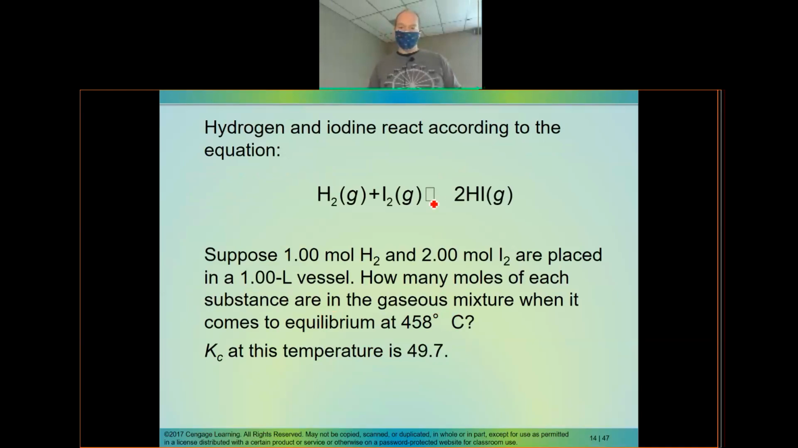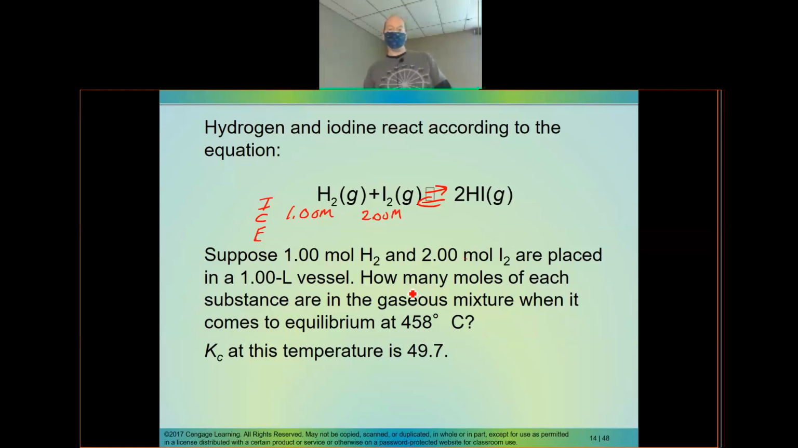All right, so here we have our equilibrium. We have 1 mole of hydrogen and 2 moles of iodine. They are placed in a 1 liter vessel. And so when we do our initial, and then we do our change, and then our equilibrium, our initial concentration of hydrogen is 1 mole per liter. The iodine is 2 moles per liter.